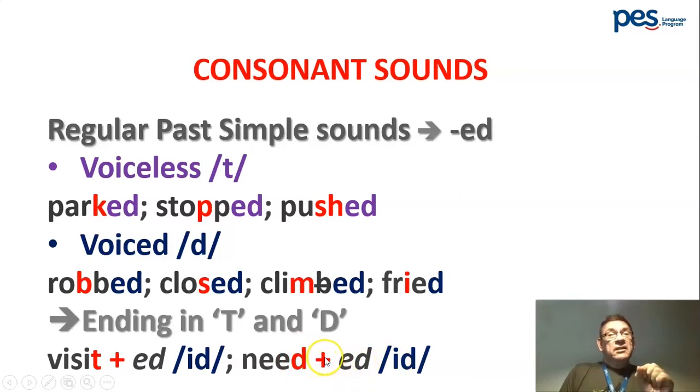It's the did when you ask a question. Did he go, did, needed. That's the way you pronounce it, okay? I'm talking about pronunciation. Visit, visited, need, needed. Okay? Good.